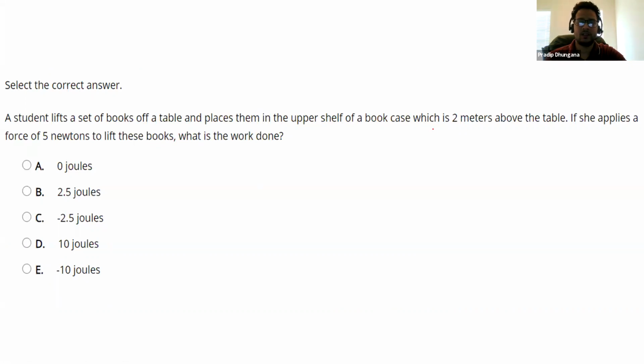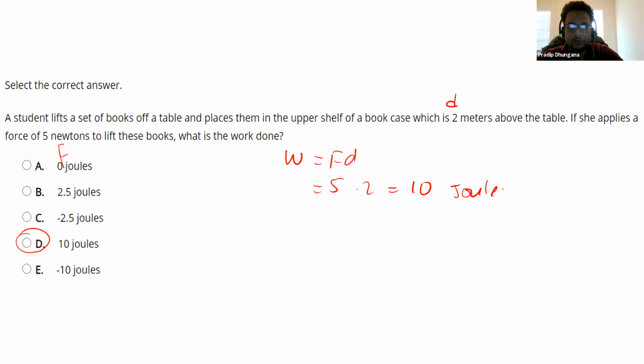So here we can see that displacement is 2 meters, or you can think about height, same thing. And then work done, force is 5 newtons, F. And the direction of force and displacement is the same. So that means the angle between force and displacement is 0. So work done is simply force times displacement, because cosine of 0 is 1. And then 5 times 2 is your 10 joules. So the correct choice is D. 5 newtons times 2 meters, that is 10 joules.